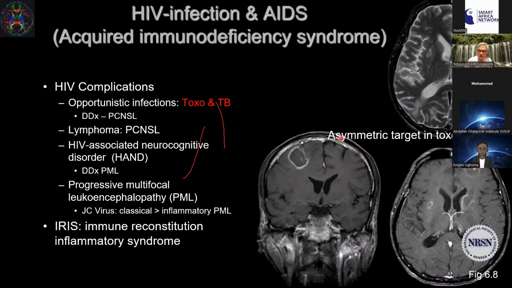Although this is very helpful in the diagnosis of toxoplasmosis, be aware that in rare instances, the asymmetric target can also be seen in metastatic and TB lesions. So it's not 100% specific for toxoplasmosis, and it's not 100% sensitive.